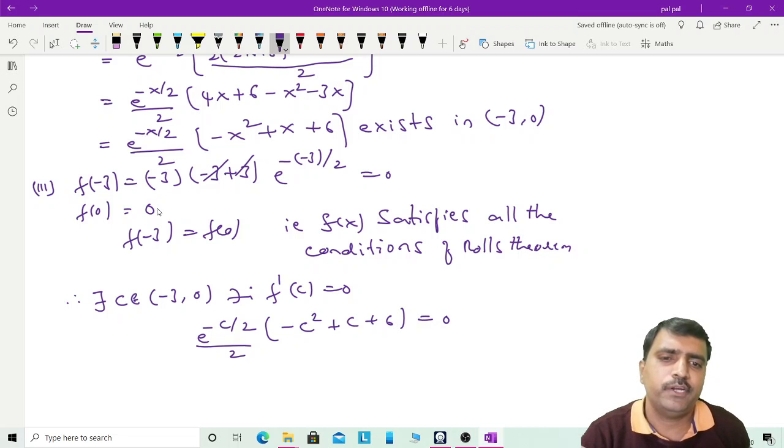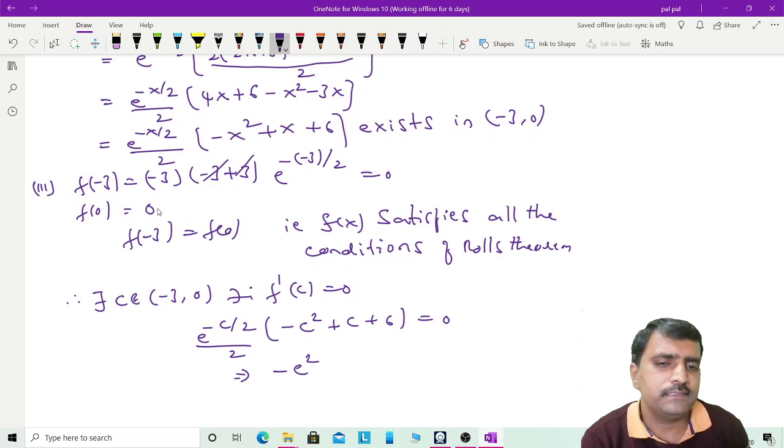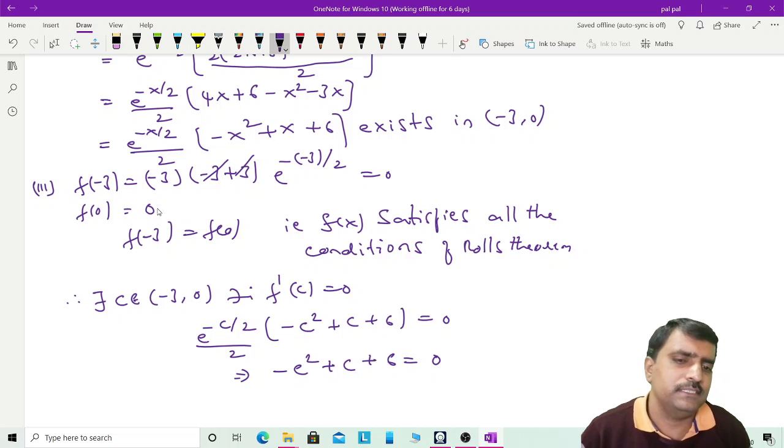So when the product of 2 is 0, one of the terms must be 0, either this is 0 or this is 0. So exponential functions are not 0. For it to be 0, C must be infinity, but C is not infinity, so this is not 0. So if this factor is not 0, then definitely this factor will be 0. Which implies that minus C square plus C plus 6 is equal to 0.